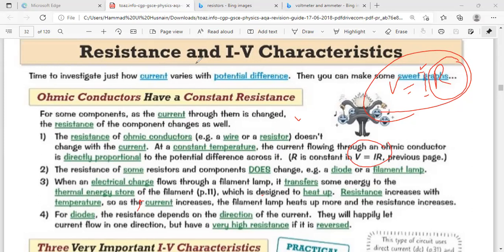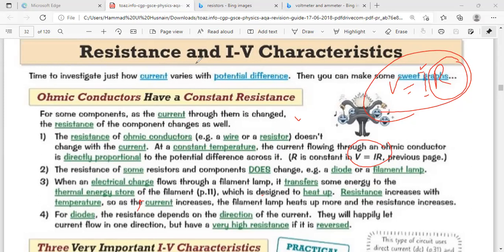So are you following me till here, Talha? Yeah. Okay. We did this at the beginning of the lesson. You are crystal clear till this point, right? Yeah. Okay, so the next thing is that the resistance of some resistors and components does change. Example, a diode or a filament.